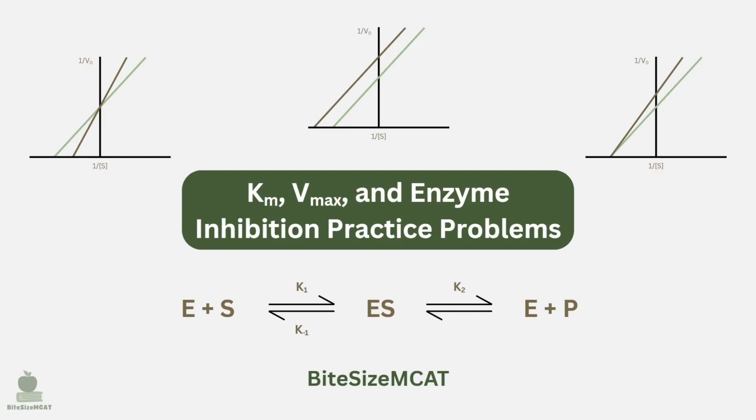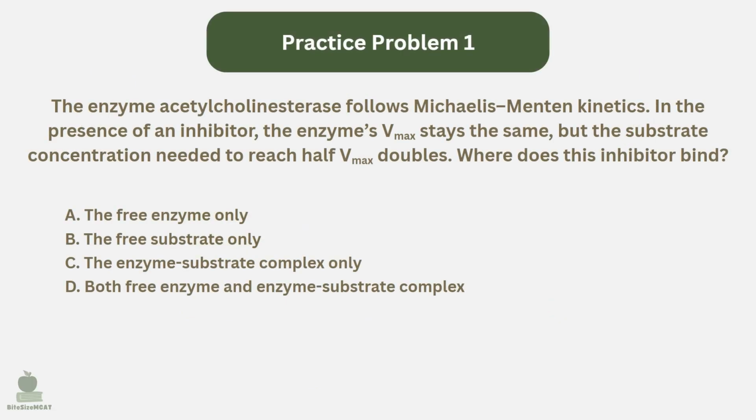Let's take some time to practice enzyme inhibition problems in a variety of different contexts that you might see on the MCAT. Take a look at this problem. The enzyme acetylcholinesterase follows Michaelis-Menten kinetics. In the presence of an inhibitor, the enzyme's Vmax stays the same, but the substrate concentration needed to reach half Vmax doubles. Where did this inhibitor bind? Go ahead and pause and take some time to think through this question.